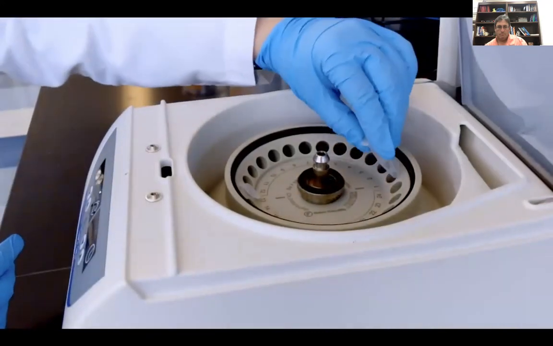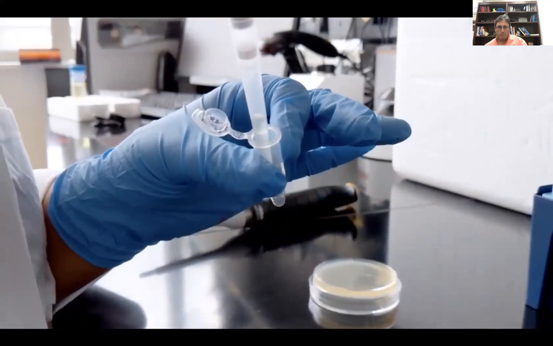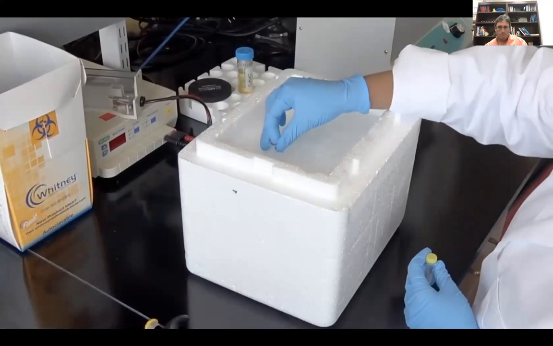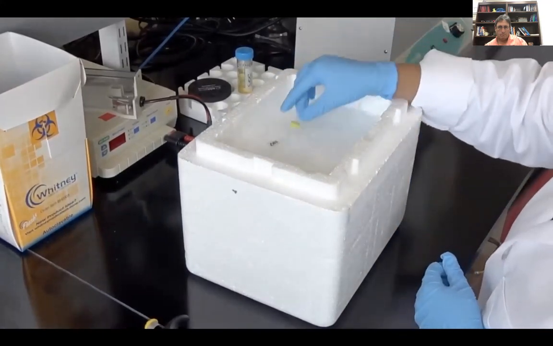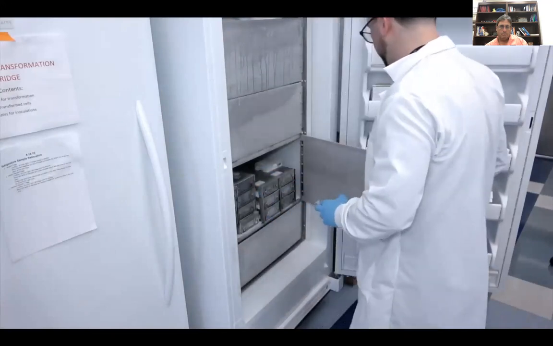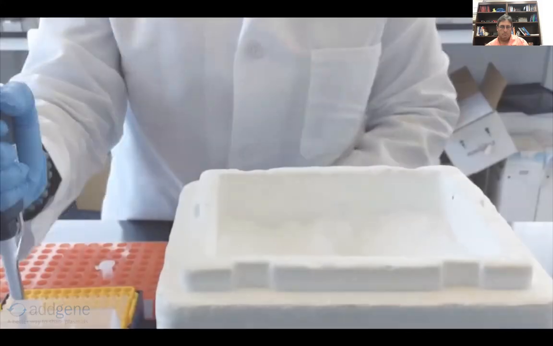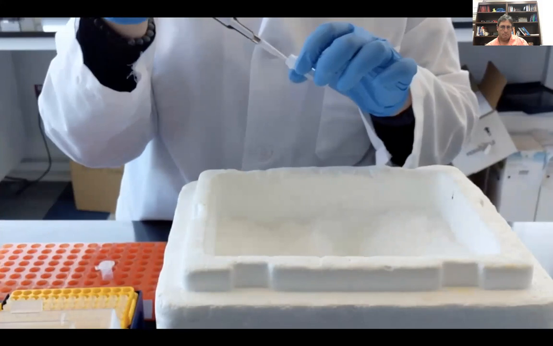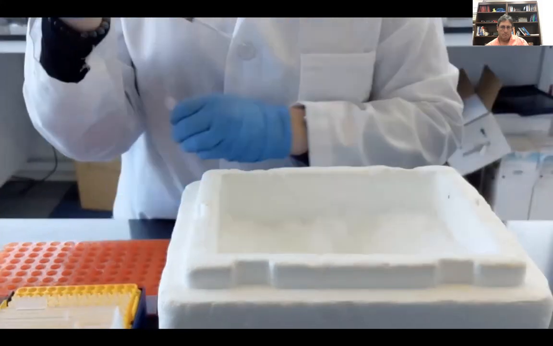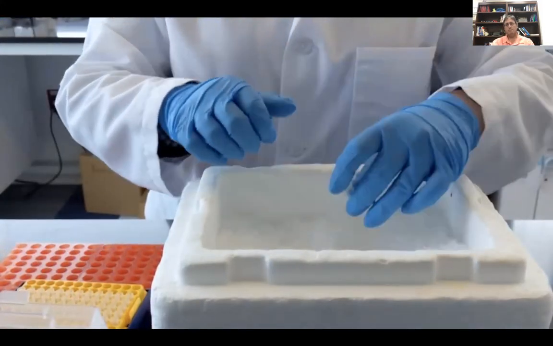At the end of this video, we will talk about two alternative protocols that can significantly reduce transformation time or improve efficiency. To start the transformation process, thaw an aliquot of frozen chemically competent cells on ice for 30 minutes. There are several different types of chemically competent cells available commercially. You can also make your own using commercial kits or do-it-yourself protocols available online. Once acquired, competent cells are usually stored at -80 degrees Celsius. Multiple freeze-thaw cycles can reduce competent cell viability. To limit competent cell exposure to multiple freeze-thaw cycles, you should aliquot your cells into small volumes prior to storage and only thaw the amount required for your experiment directly prior to performing your transformation.